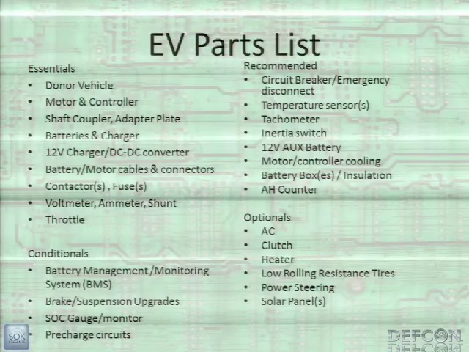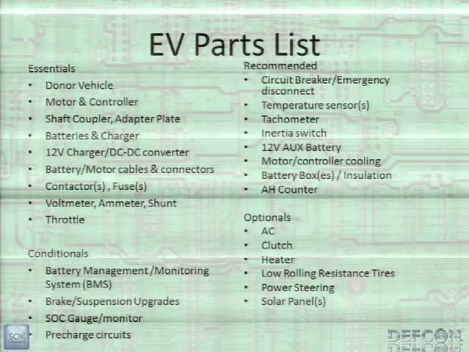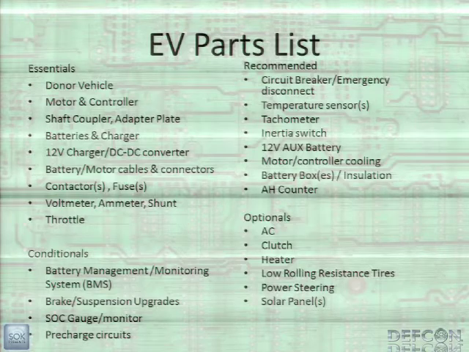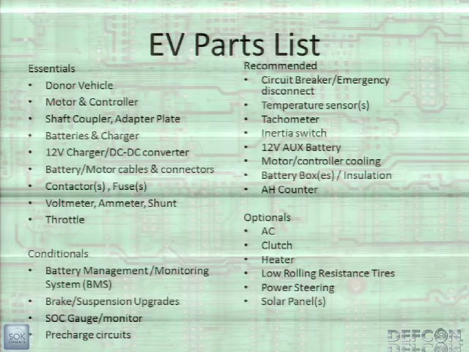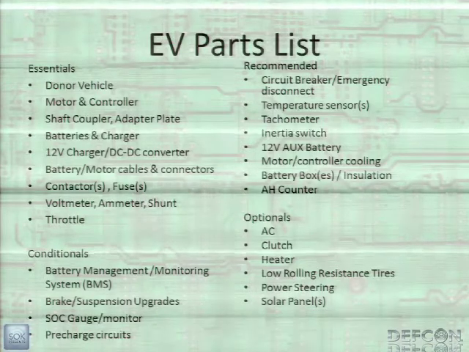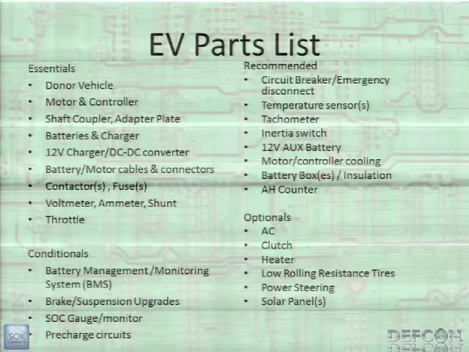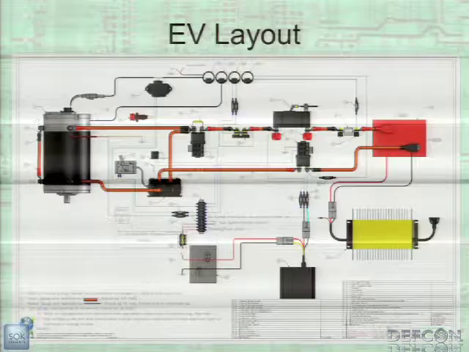Here's a list of parts. I don't expect you to be able to read all of them from here, but it's on the slides so you can refer to it if you're interested. The big things, of course, are the donor vehicle, the motor and your controller, your shaft coupler and adapter plate, batteries, charger. And then you have contactors that are big relays and a bunch of other little things. I'll talk about the big ones here.